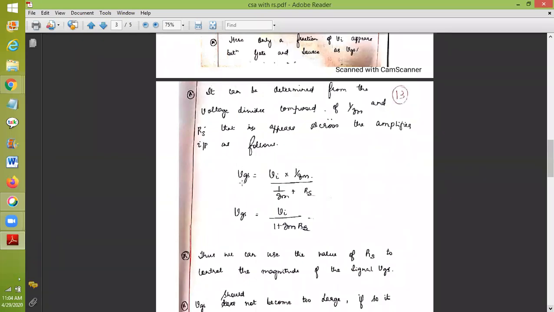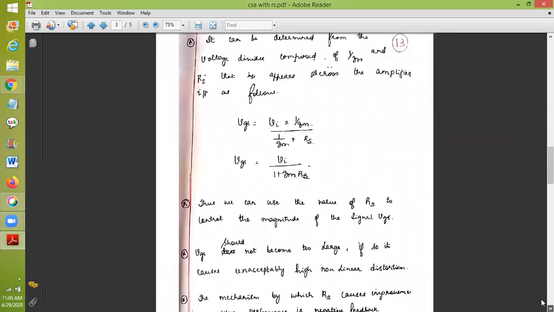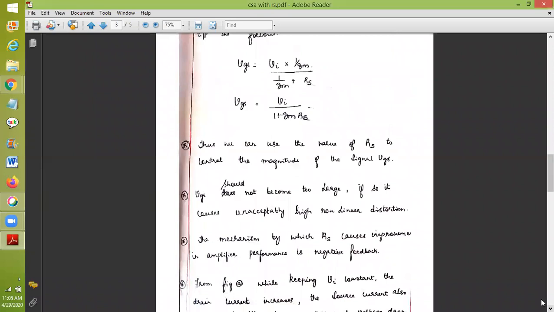So I will write VGS as it is, and Vi here. What happens if you take the LCM? It becomes 1 plus Gm into Rs. This Gm and Gm will get cancelled. So VGS is equal to Vi divided by 1 plus Gm into Rs.